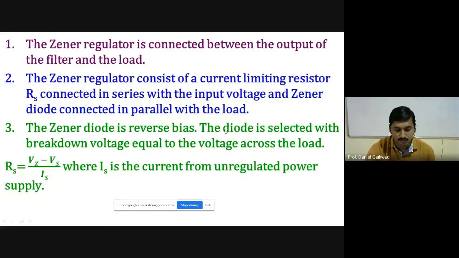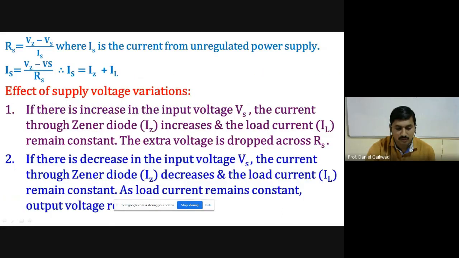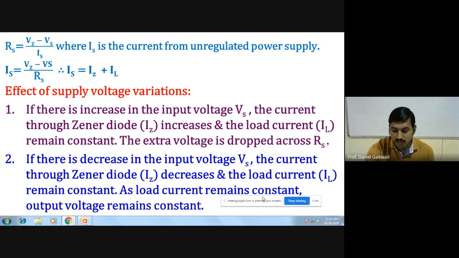Check carefully. Once again we read the first point, as this is one of the important topics. If there is an increase in input voltage Vs, the current through the Zener diode increases. So Iz increases, and the load current IL remains constant. The extra voltage is dropped across Rs. So the extra voltage will drop across Rs, and across the Zener diode the voltage remains constant. This is the working that we already explained according to the diagram.